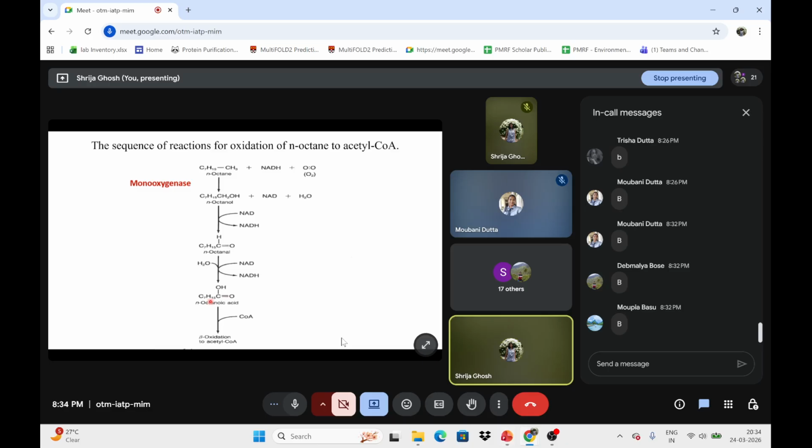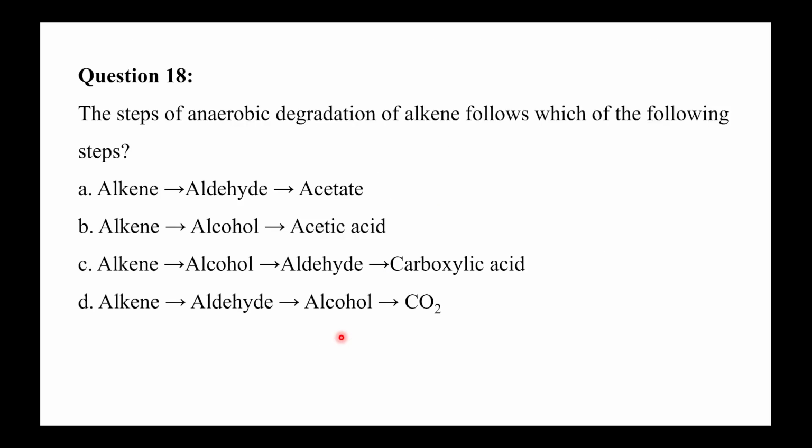This is clear. Next question is, anaerobic degradation of alkene follows which of the following steps? Option A, alkene goes to aldehyde to acetate. Option B, alkene goes to alcohol to acetic acid. Option C, alkene goes to alcohol goes to aldehyde to carboxylic acid. And option D is alkene to aldehyde to alcohol to carbon dioxide. I just showed you the pathway, so it is similar.